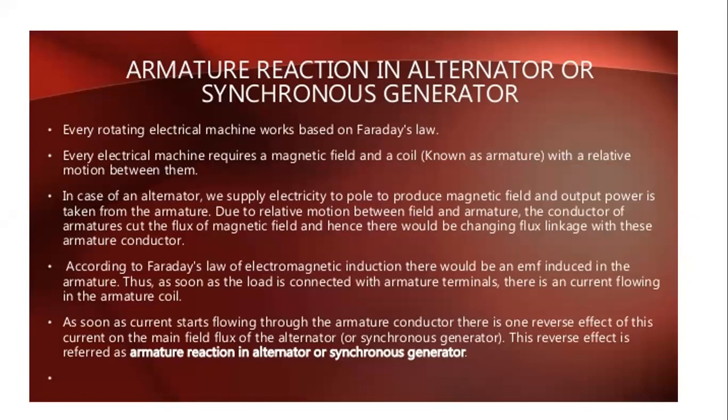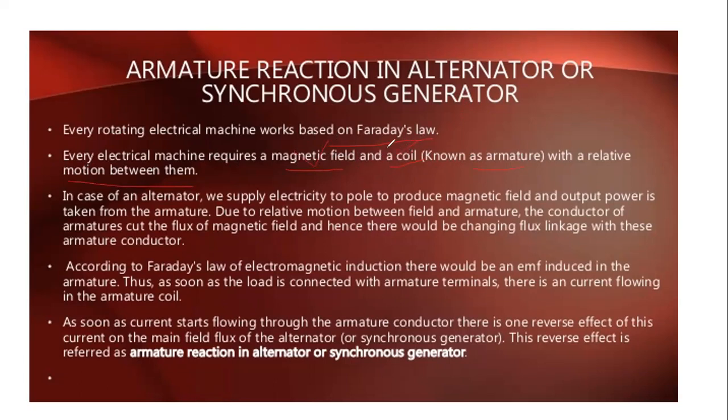Okay, every rotating electrical machine works on the basis of Faraday's laws of electromagnetic induction. Therefore, every electrical machine requires a magnetic field and a coil. We have two main components, that is the magnetic field and the coil. The coil is known as the armature, with a relative motion between them, if either the magnetic field is rotated or the coil is rotated.